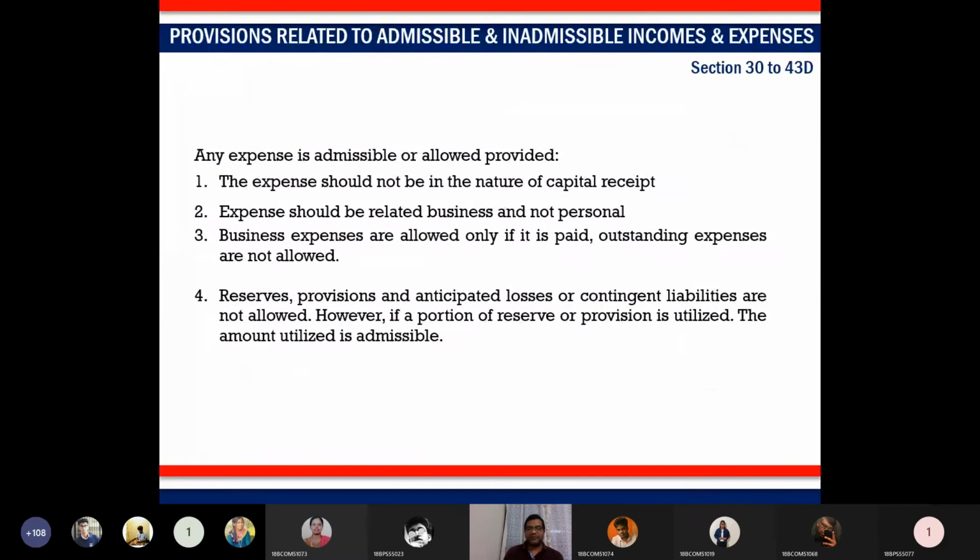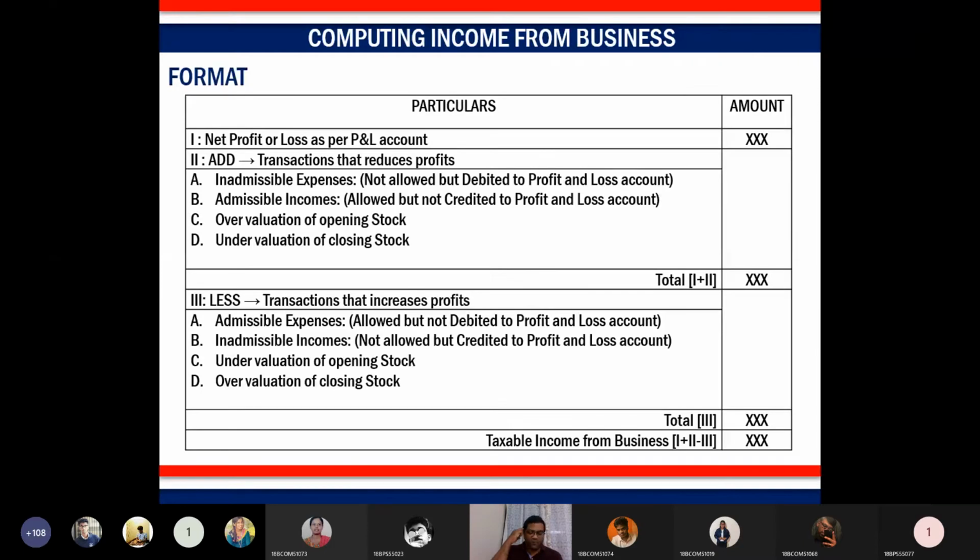The first one, this is a very important rule, and these provisions are mentioned under section 30 to 43D. So there are around 14 to 15 transactions which you have to remember. If you see section 30 to 43D, there are so many sections and so many transactions, but I've condensed this and made it as simple as possible so that it becomes easier for you to remember and easier to recollect at the time of solving the problem.